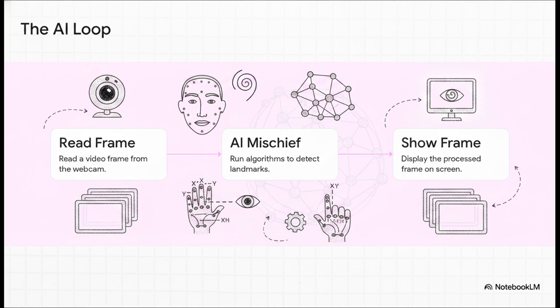Now, because video runs at about 30 frames per second, we have exactly 1/30th of a second between reading and showing. And for a modern computer, that 1/30th of a second is basically near infinite computing time. So that middle step, step 2, that is where we put the real AI mischief. This is where we can run algorithms to detect facial landmarks, track the exact XY coordinates of your hand joints, or even calculate the distance between your finger and your eye right in real time.